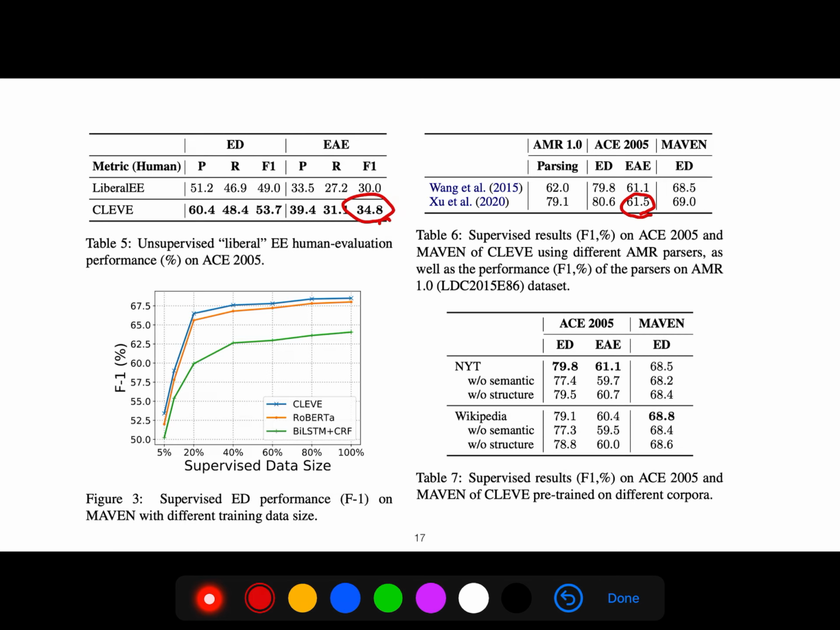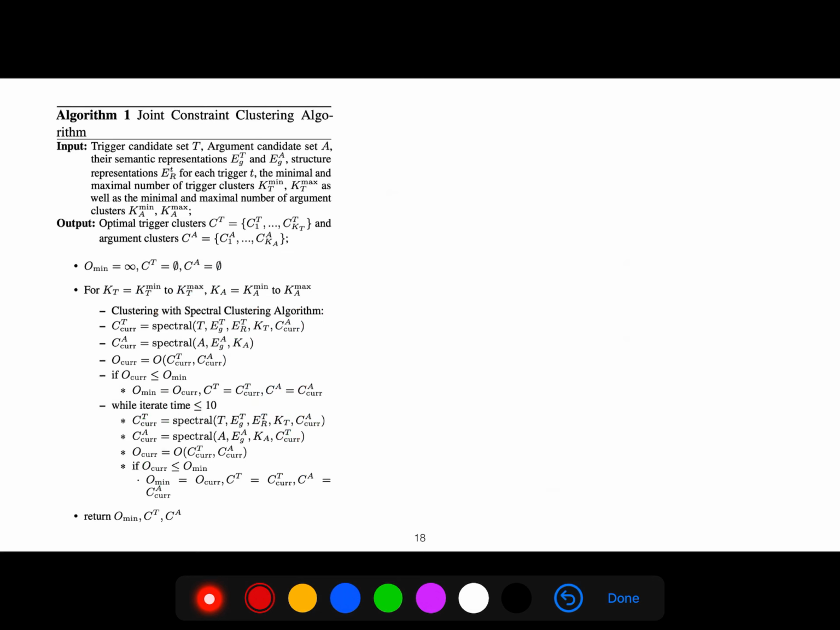You see that first of all, CLEVE is much better than BiLSTM-CRF, with better F1 score. It is also a little bit better than RoBERTa, as you see, a little bit. So you see, the improvement due to contrastive learning is just very small. So for the joint constraint clustering algorithm, we get the trigger candidate set, and then we cluster with the spectral clustering algorithm that I've explained in a video.